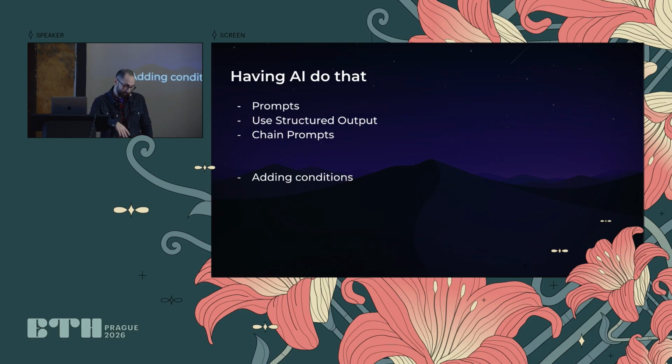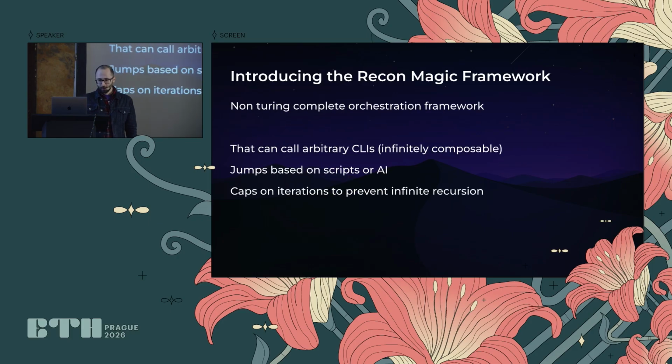So as of now, basically any AI can use our framework because of using structured outputs, chaining prompts, and adding conditions. And with that said, I'm introducing the Recon Magic framework, which is a completely open source, completely free repository that contains a bunch of things I'm going to talk about. We have fundamentally an orchestration framework to run AIs, a bunch of tools, a bunch of scripts. This shouldn't be particularly new if you've ever used AI professionally.